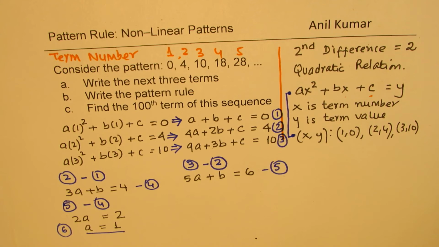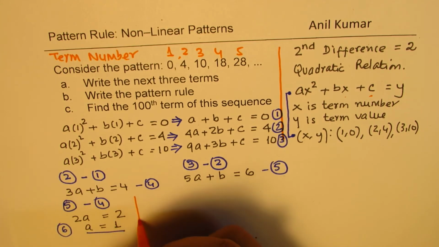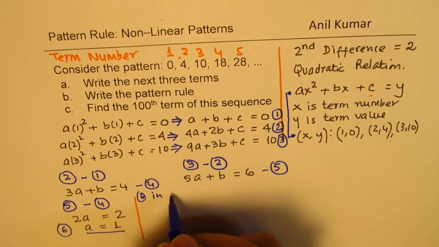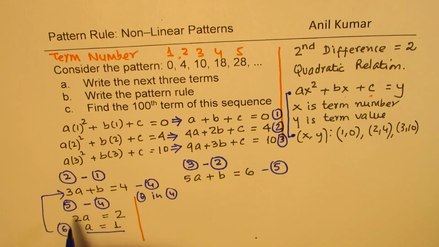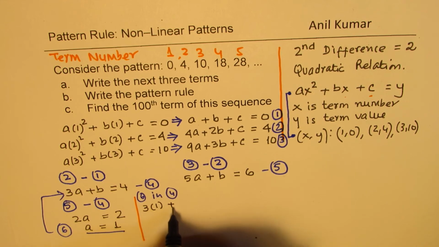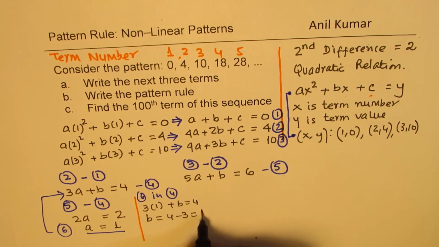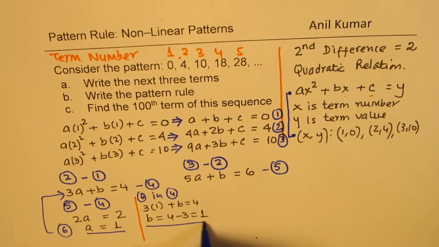Now we know what A is. We can substitute A and find B, right? So we'll sub this value, 6, in 4, right? So we'll substitute this in 4, going back here, for A as 1. So we get what? We get 3 times 1, since A is 1, plus B equals 4. And clearly, B is equal to 4 minus 3, and we get B as equal to 1. So we get the value of B also, which is 1.